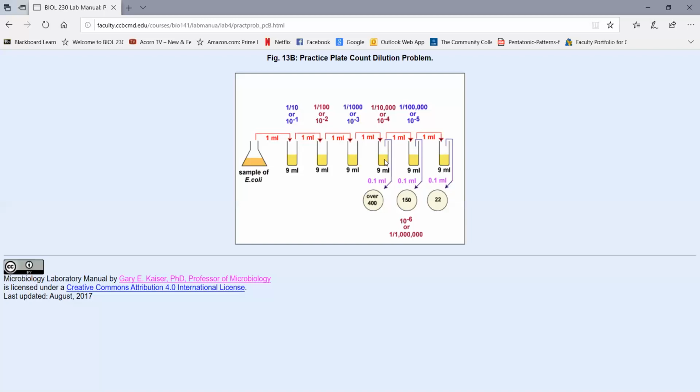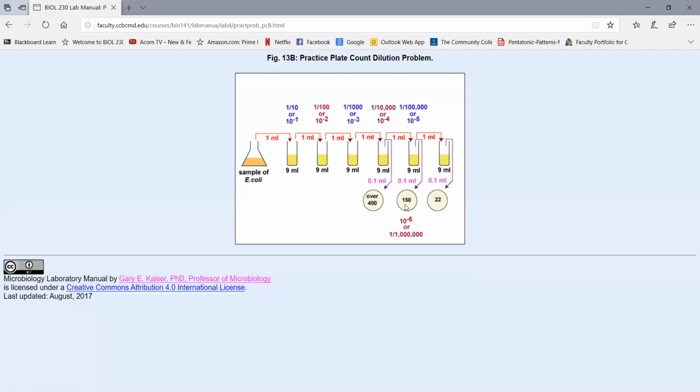So if this tube is 10 to the minus 4 or 1 to 10,000, the dilution on this Petri plate would have been 1 to 100,000 or 10 to the minus 5. Since this tube has a dilution of 1 to 100,000 or 10 to the minus 5, 1/10 of that makes the dilution on the plate 10 to the minus 6 or 1 to 1,000,000.